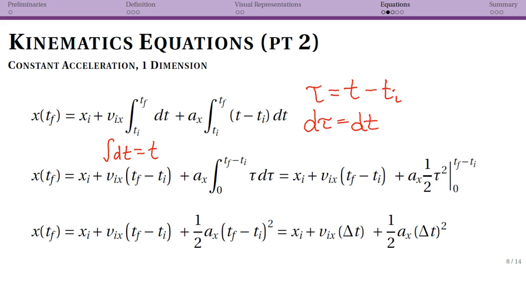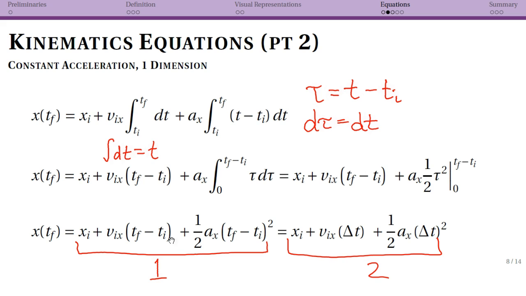Now I'm showing two equivalent forms here. This looks long, but there are really just two forms to this equation: form number 1 and form number 2. The only difference between them is that in form number 1, I'm explicitly saying t final minus t initial, and in form 2, I explicitly say delta t. Delta t is equal to t final minus t initial, so these are really just two ways of saying exactly the same thing. So there you go.